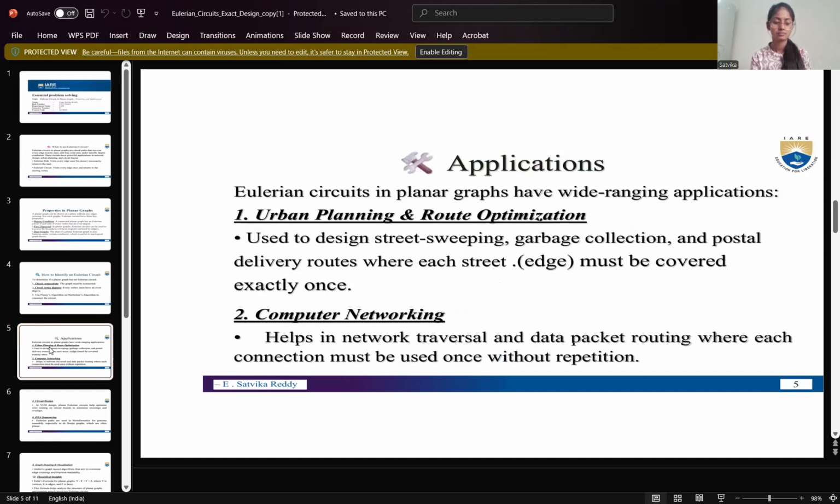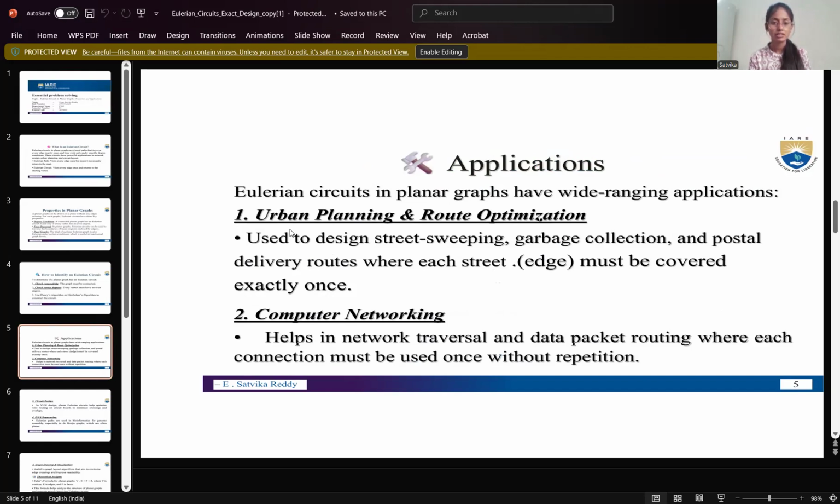Applications. The first application is urban planning and route optimization. Use it to design street sweeping, garbage collection, and postal delivery routes where each street, that is, edge, must be covered exactly once.